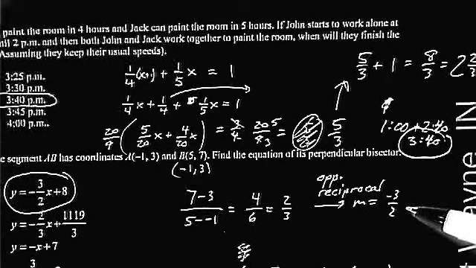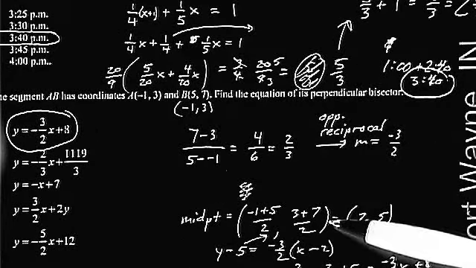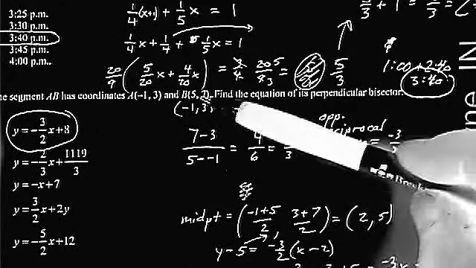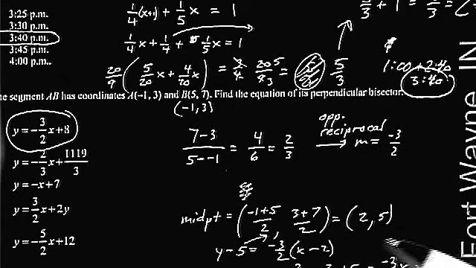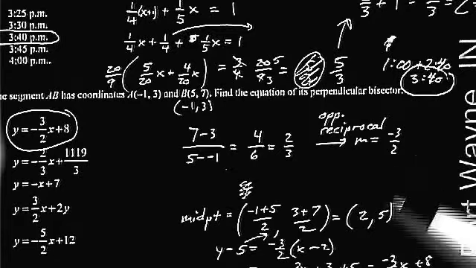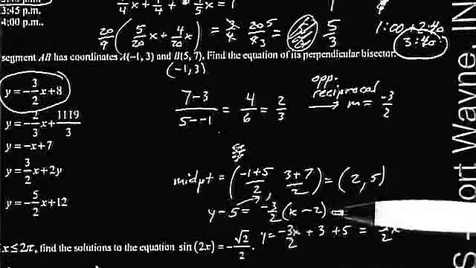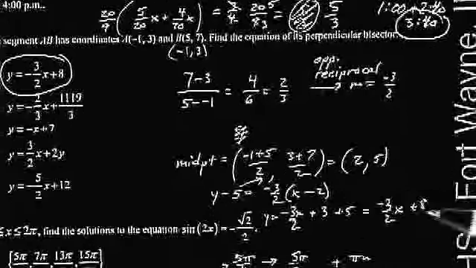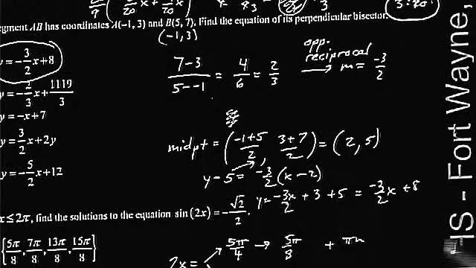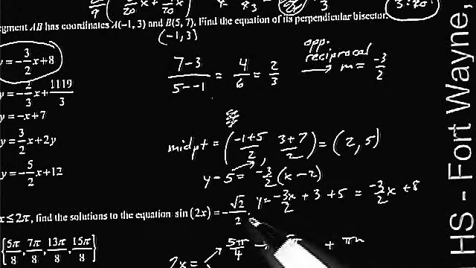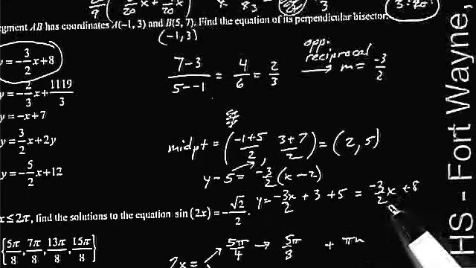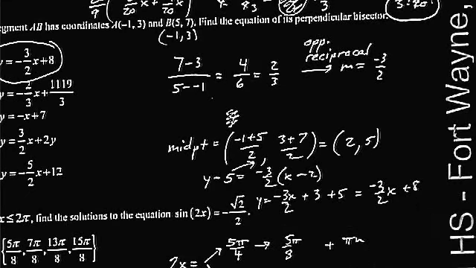Being a bisector, it also has to go through the midpoint of the line segment, so I needed to find the midpoint of these 2 coordinates, right? Average x, average y, and that was the point (2, 5). So I have this slope and I have this point, and I can use my point-slope form and change it into slope-intercept. I hope you can follow my logic there. Distributing the -3/2 and adding the 5, I ended up with -3/2 x plus 8, which is choice A.